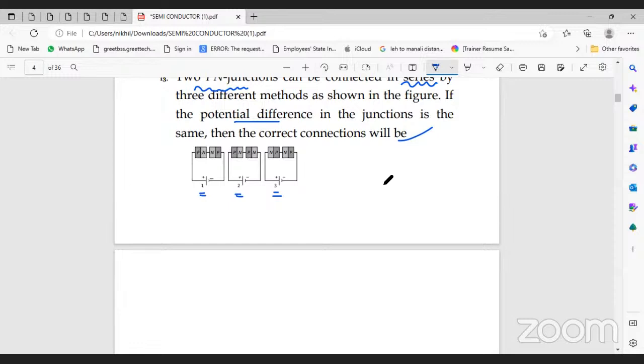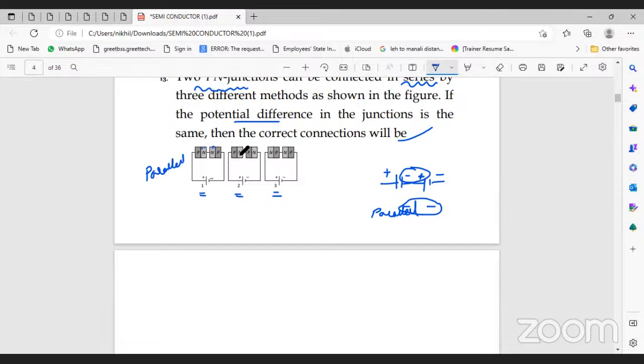Series means if I say this is positive, negative, the next one should be positive, negative. The positive end should be connected to the negative. If the same ends are connected, then it is said to be parallel. So look here, N and N are connected, the same ends. So this is parallel. The first circuit is parallel.